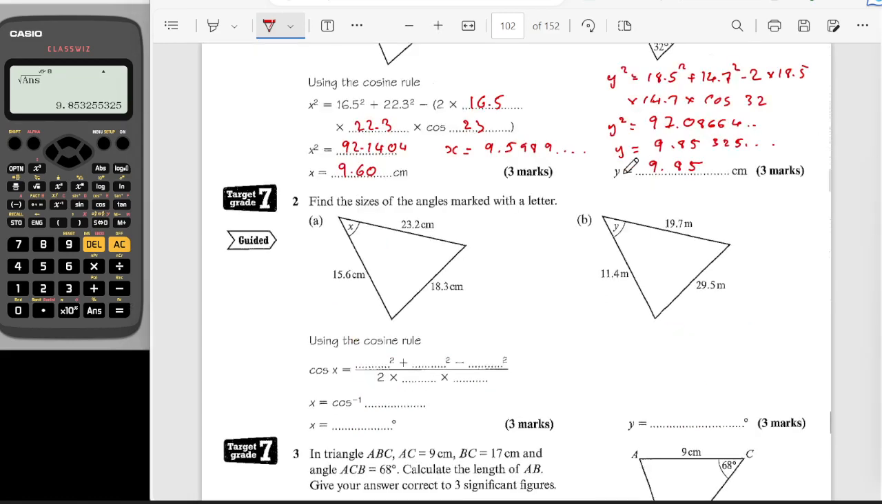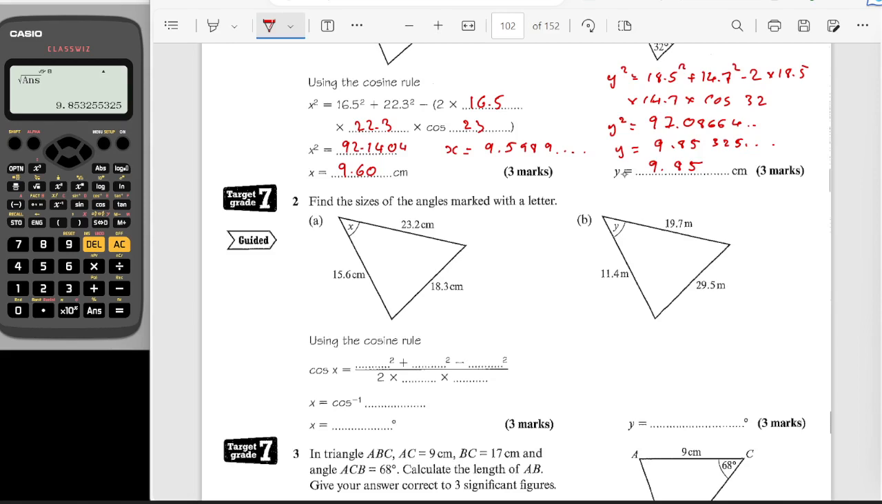Okay, question 2. Find the sides of the angles marked with the letter. So we've got three sides and an angle, so that tells us it's the cosine rule, and it's the angle that we're trying to work out. From their guide, they've jumped straight to the rearrangement of the formula, which would be b squared plus c squared minus a squared divided by 2 times bc.